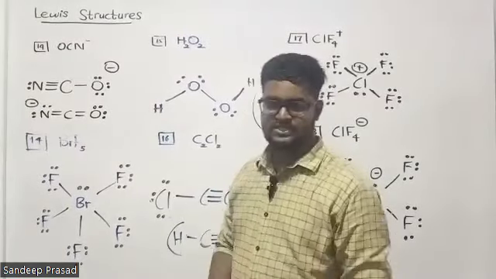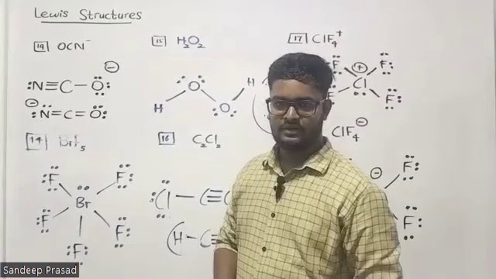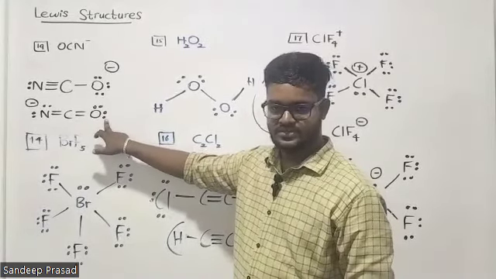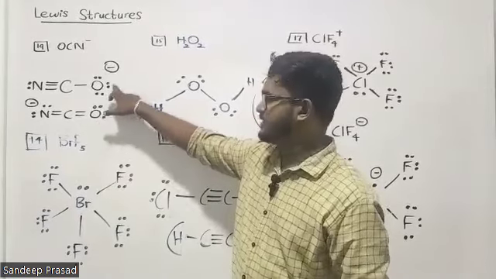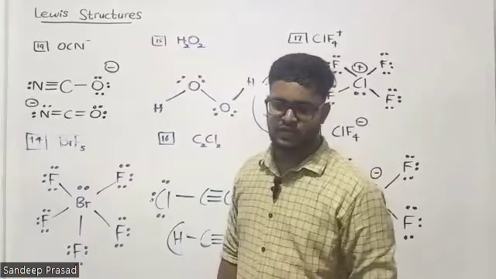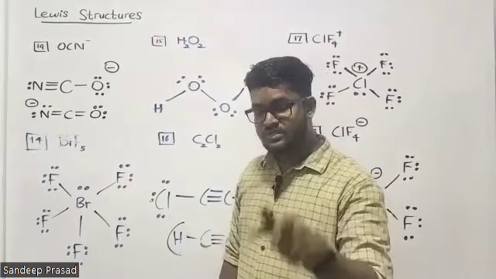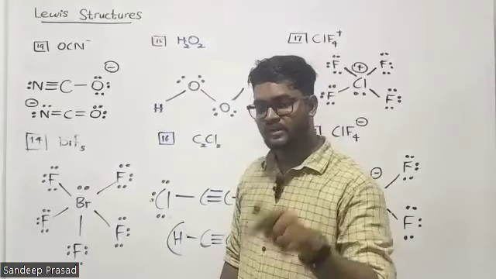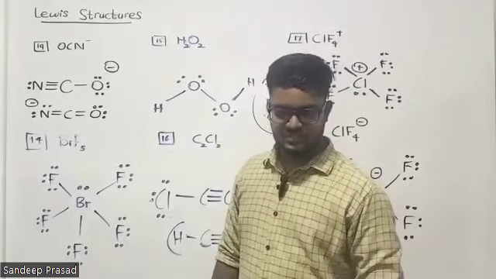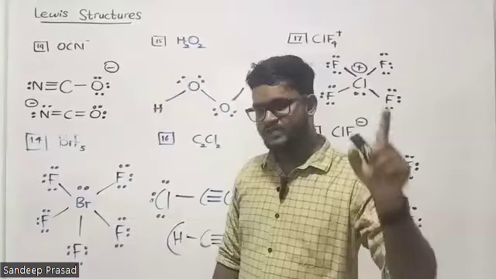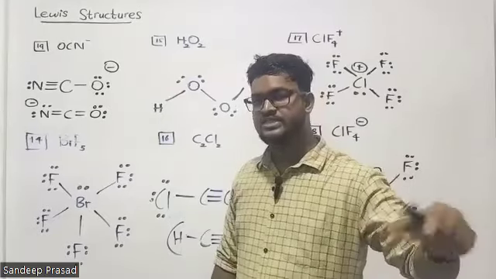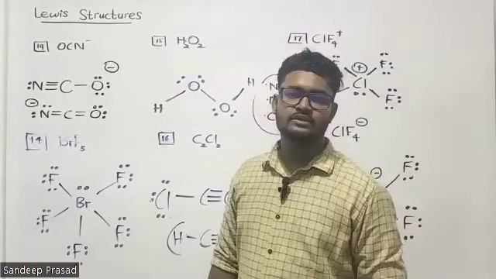Which one is the most acceptable? I didn't tell you that this is not acceptable. This is also an acceptable structure for OCN minus. But the most acceptable one is this, because oxygen is the most electronegative atom. The most electronegative atom having a negative charge is making that molecule stable. In the resonance structures, we are learning these things, okay? What is that, students? The most electronegative atom having a negative charge is making that molecule stable.